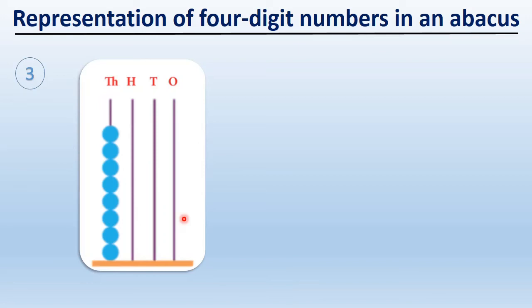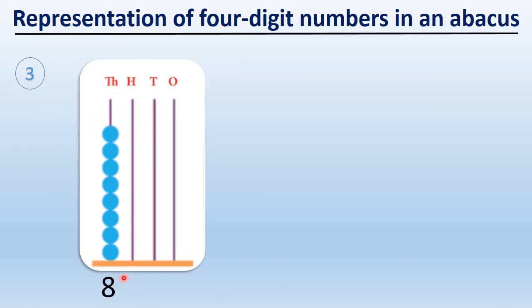Here we have an abacus with the 4 rods again. How many beads are there on the thousands place rod here? Let us count. 1, 2, 3, 4, 5, 6, 7, 8. So what should we write below the thousands place rod? We should write 8 here.